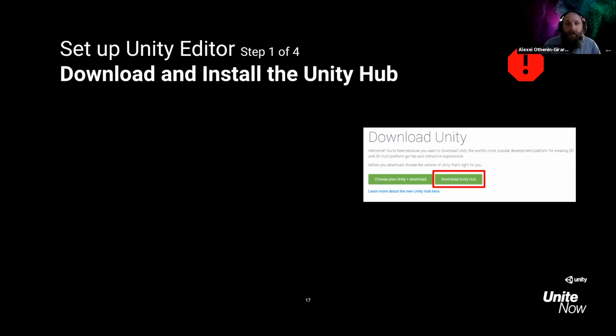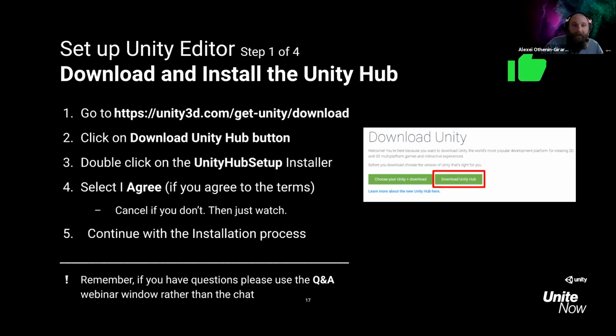The Hub is pretty small. You can get it at unity.com. Here's the list of steps, and it's very self-explanatory for the most part. You go to this address, grab the Hub, and click the Download Unity Hub button. You'll download an installer, select I agree if you like the terms, and then you will go through the installation process. If you are having trouble with downloading the Hub and installing it, please do drop questions in the Q&A box.